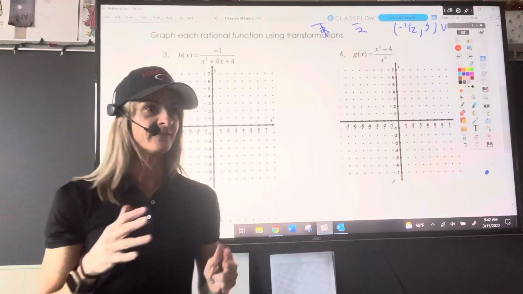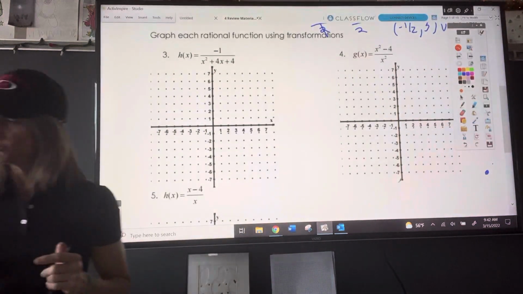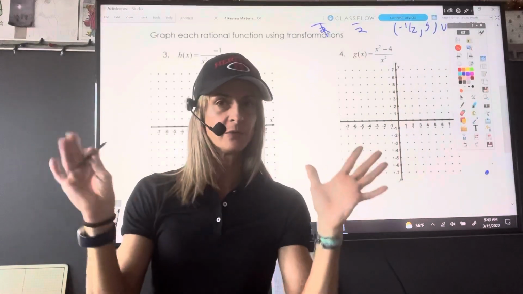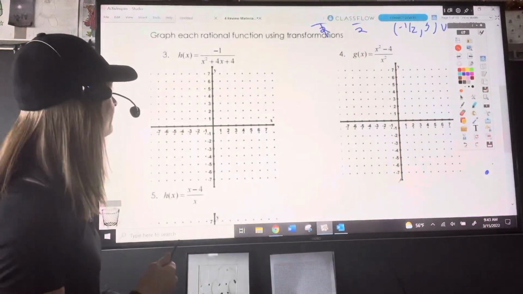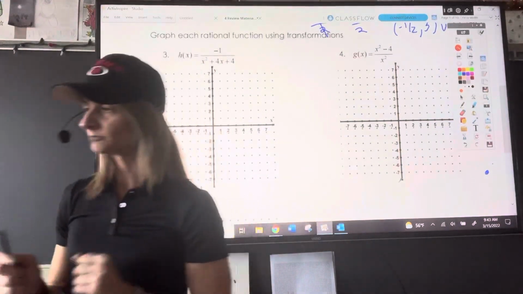Today we are going to be graphing rational functions and doing some more stuff with rational functions. Okay, let's go ahead and start with graphing. I'm going to attach this worksheet and we are going to start with number 3.